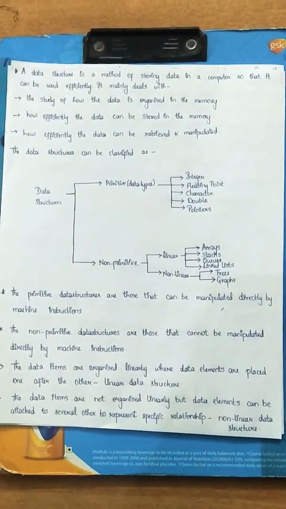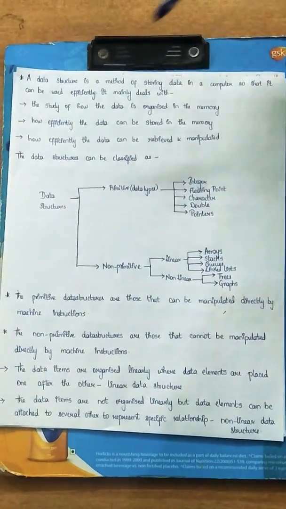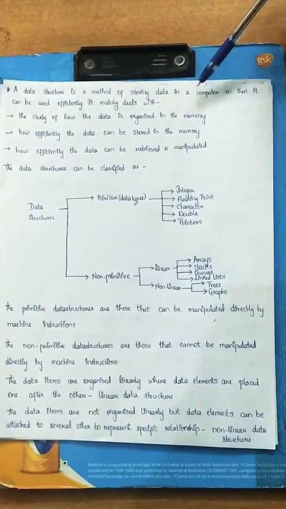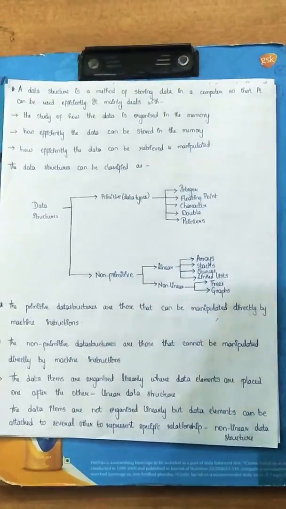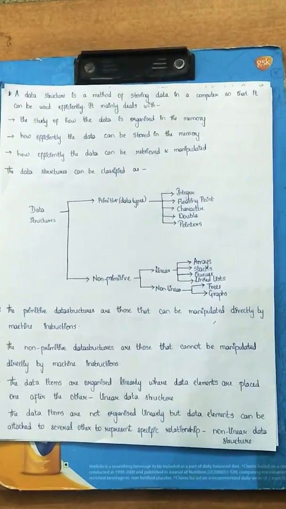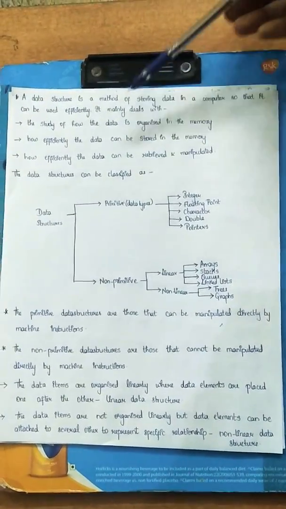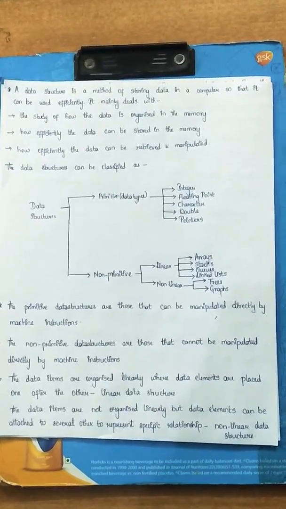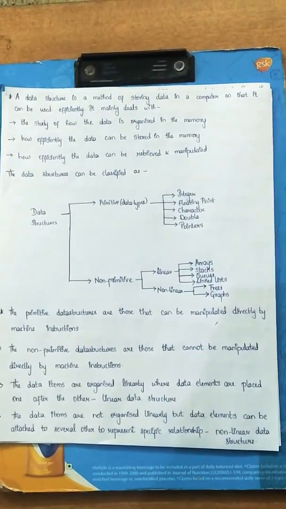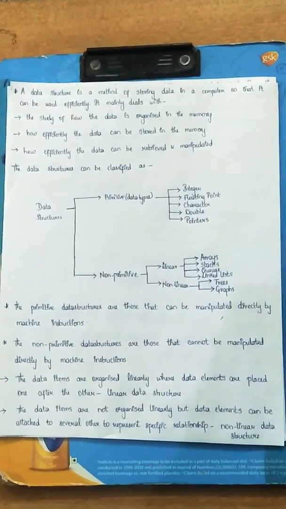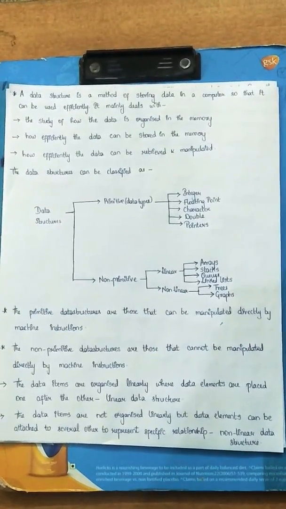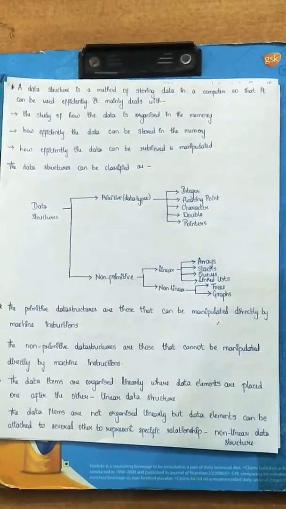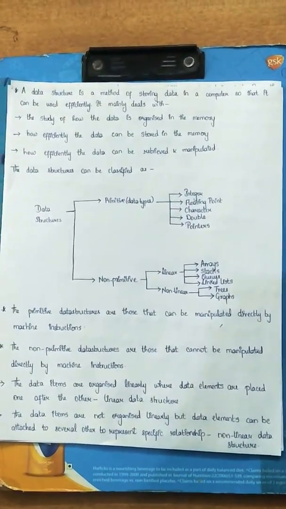What is a data structure? We define data structure as a method of storing data in a computer so that it can be used efficiently in a well organized manner. The data structure mainly deals with how the data is organized in the memory, how we are going to store the data in the memory in an efficient way, and it also deals with how the data can be retrieved and manipulated efficiently. We must also study about the classification of a data structure.